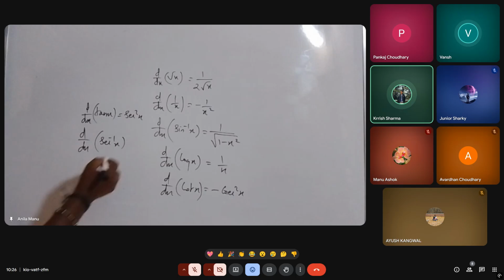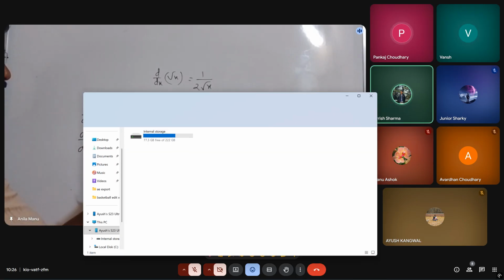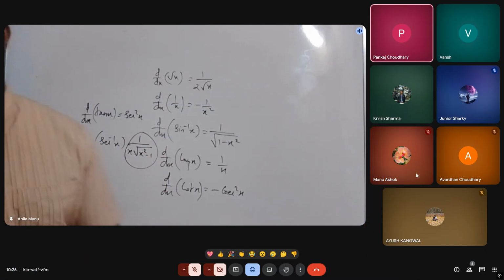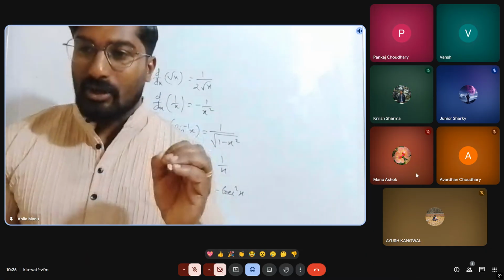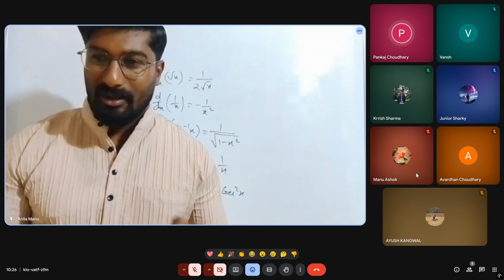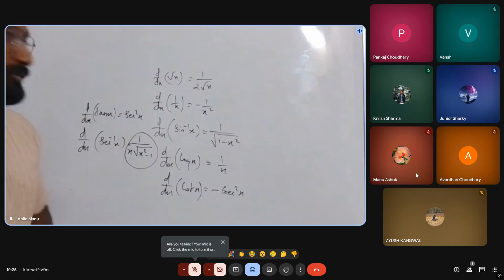1 by x root x square minus 1. Clear, right? Okay. So now by using all these properties, we are going to solve the problems. Ready? Okay. First of all, first property.